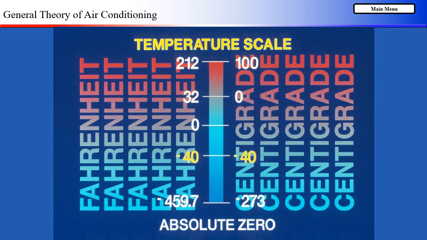The two scales used in refrigeration service work for measuring temperature are the Fahrenheit scale and the centigrade scale. The boiling point for water at sea level is 212 degrees Fahrenheit or 100 degrees centigrade. Its freezing point is 32 degrees Fahrenheit or 0 degrees centigrade. A comfortable 75-degree Fahrenheit room is about 24 degrees centigrade. Since Fahrenheit is the most commonly used temperature scale in the USA, we will use it throughout this program.